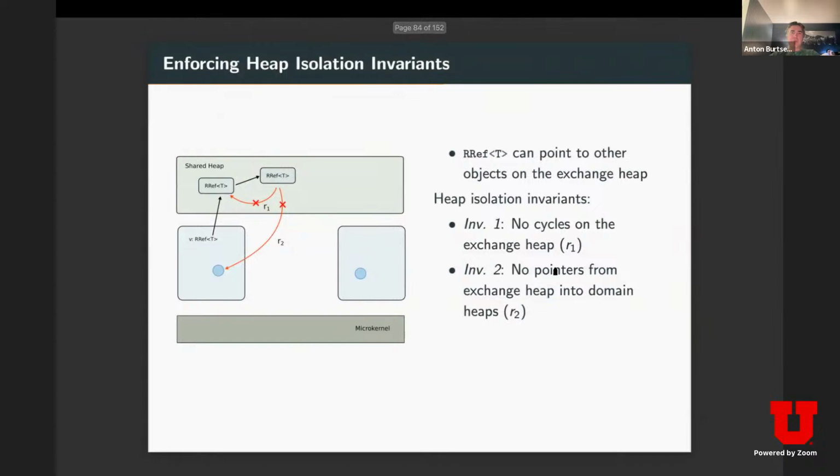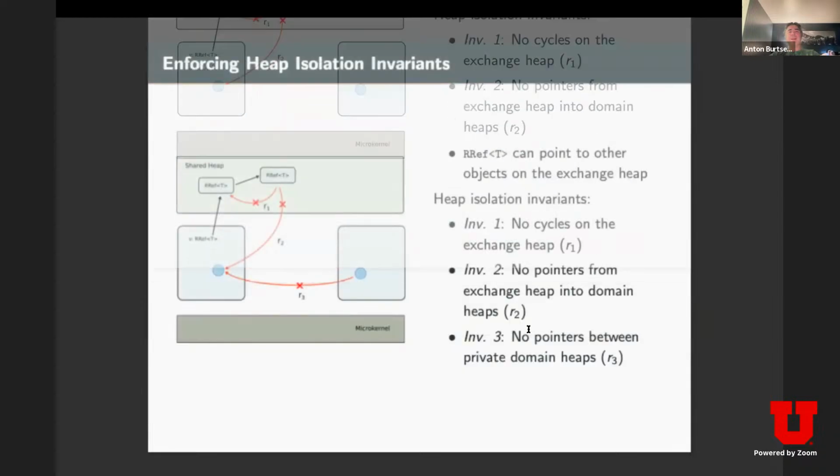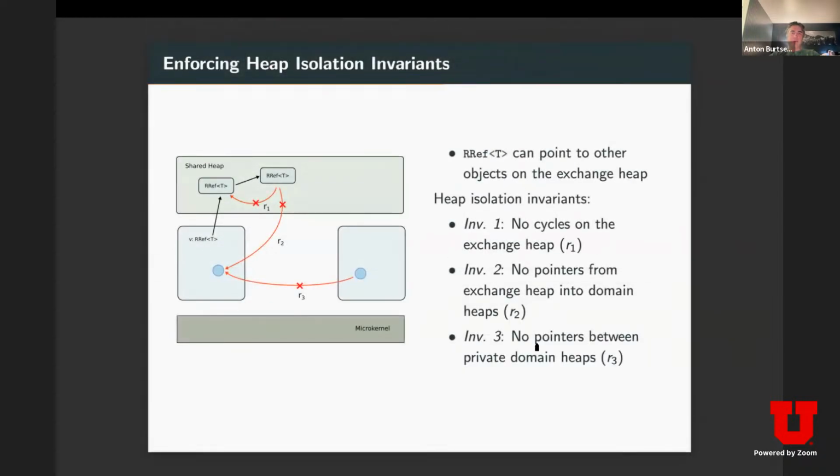Invariant number two: no pointers from the exchange heap back into the private domain heaps. And invariant three: no pointers between private domain heaps, right? Essentially, there are three invariants. The question is how to implement them in a safe language. Because if you just blindly allow pointers in these data structures which we allocate on a shared heap, then you can easily allow those pointers to point into the private heaps, right?